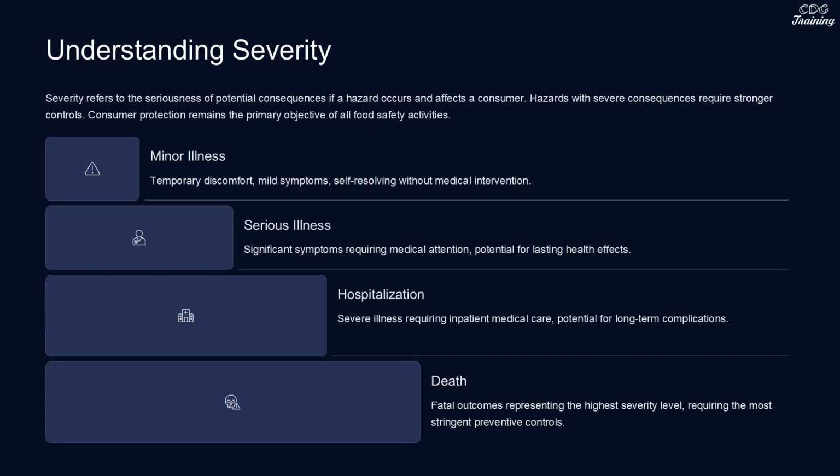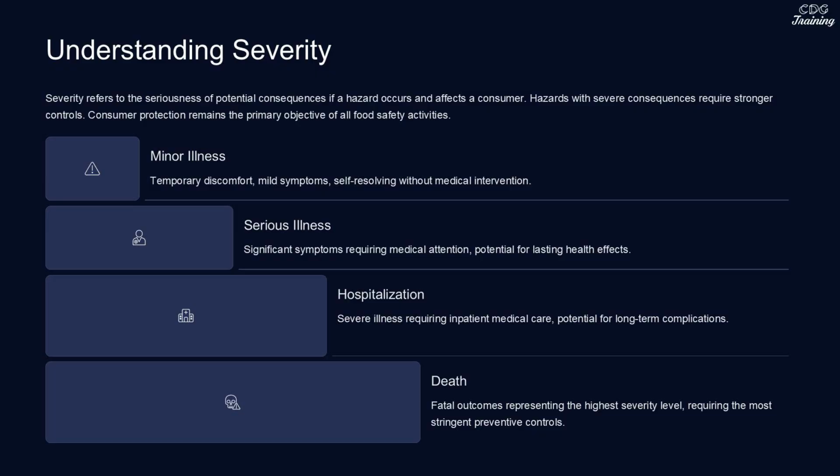Severity refers to the seriousness of potential consequences if a hazard occurs and affects a consumer. Hazards with severe consequences require stronger controls. Consumer protection remains the primary objective of all food safety activities.